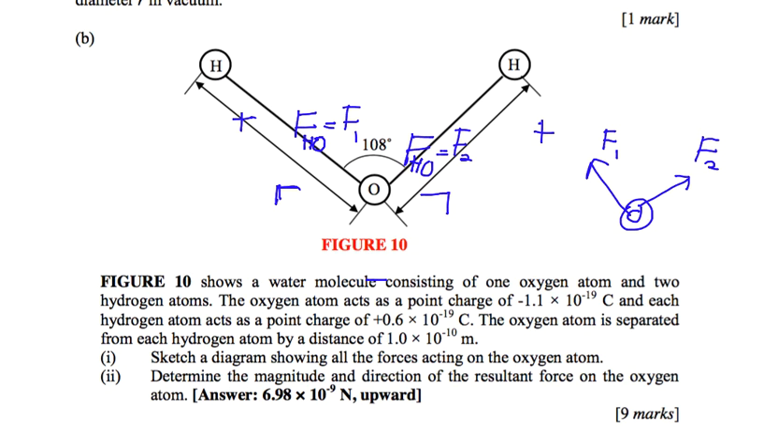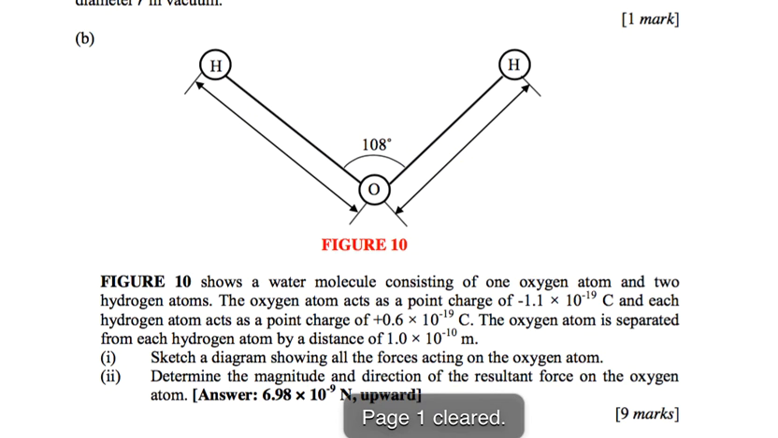So the next is to find the magnitude and direction of the resultant force. So meaning the forces acting on the oxygen atom, let's say this is F1 and this is F2.